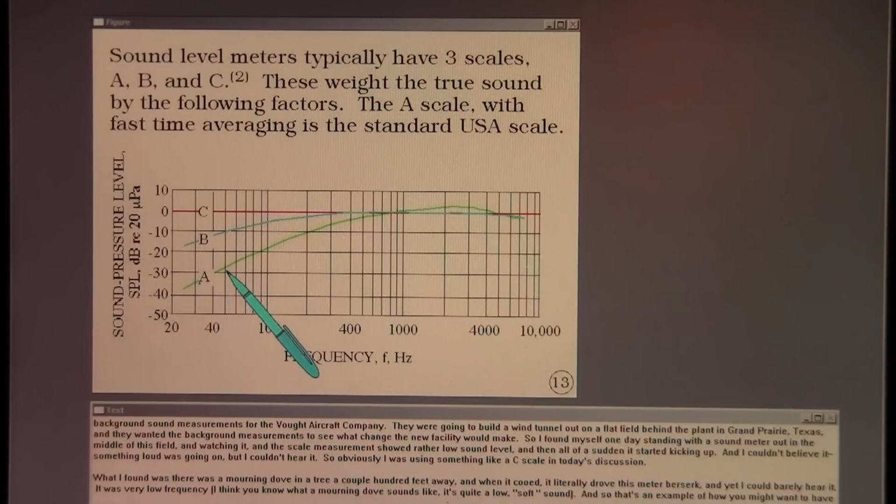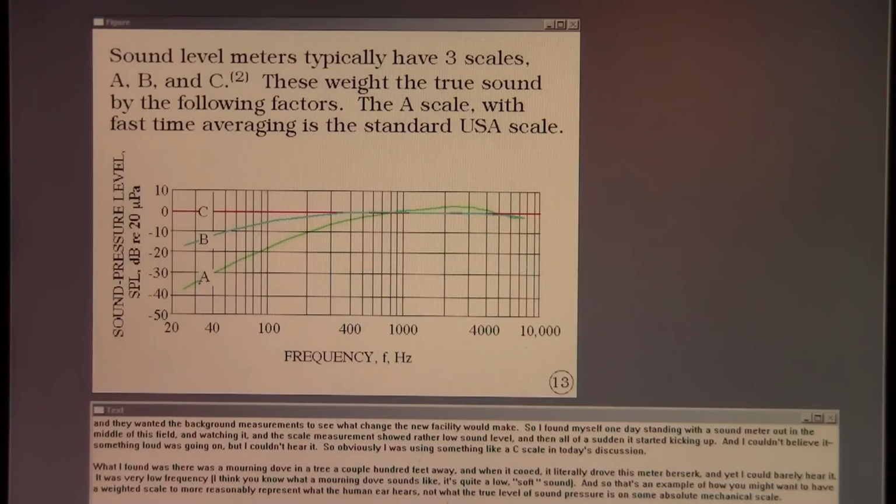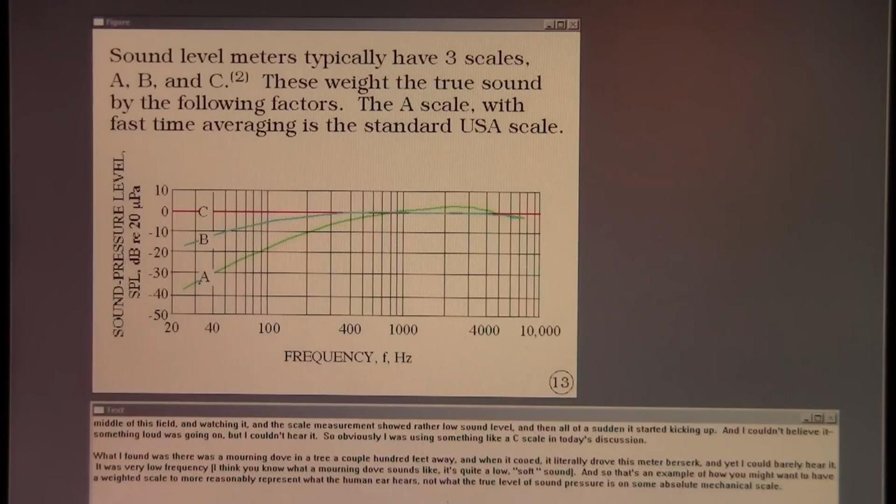So I found myself one day standing with a sound meter out in the middle of this field and watching it. The measurement showed a rather low sound level, and then all of a sudden it started kicking up. I couldn't believe it. Quite a lot, something loud was going on, but I couldn't hear it. So obviously I was using something like a C scale in today's discussion.